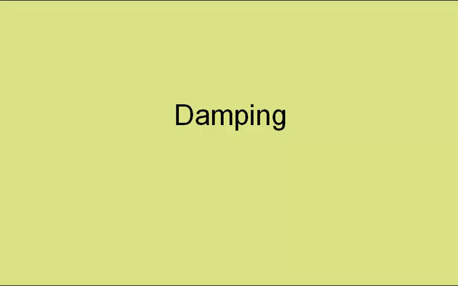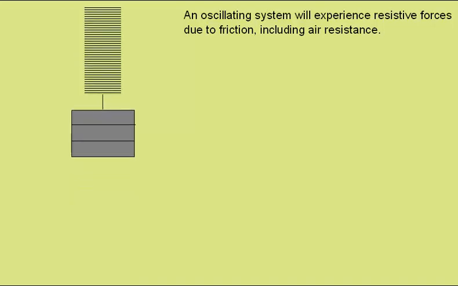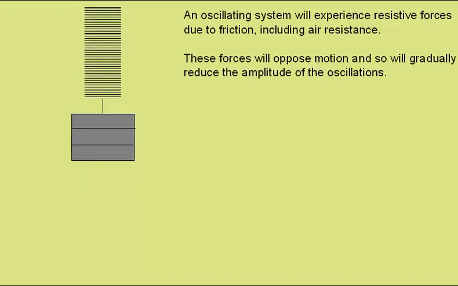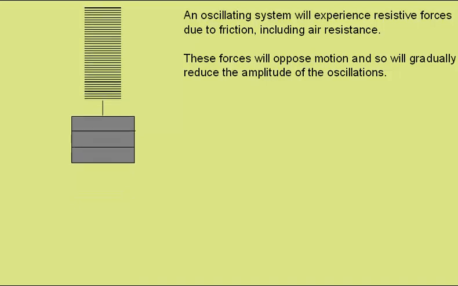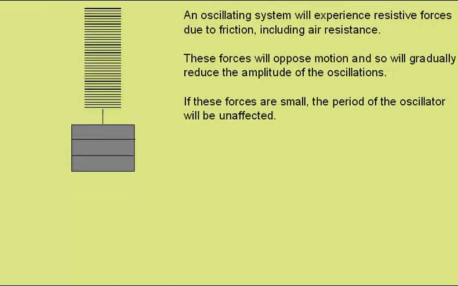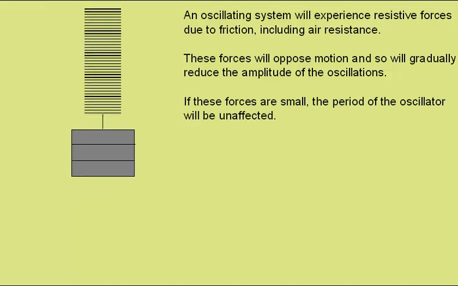Damping. An oscillating system will experience resistive forces due to friction, including air resistance. These forces will oppose motion and so will gradually reduce the amplitude of the oscillations. If these forces are small, the period of the oscillator will be unaffected.